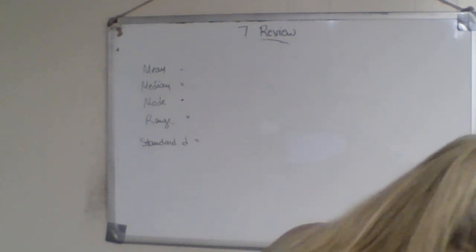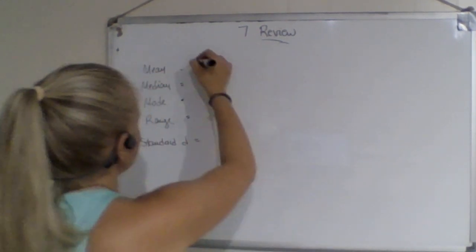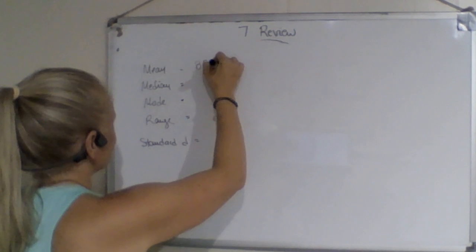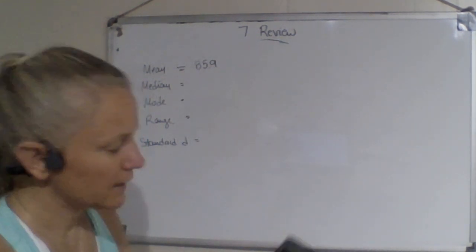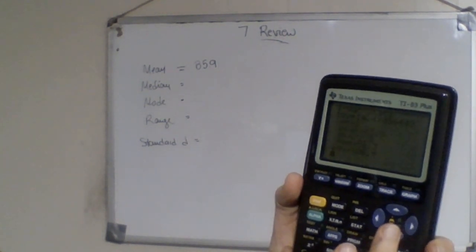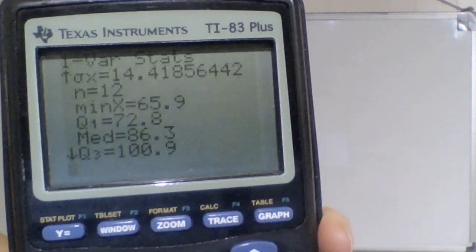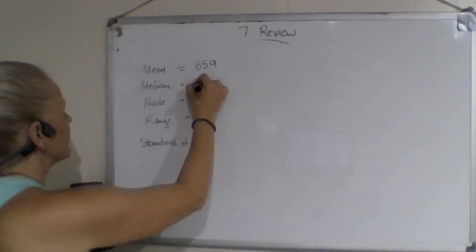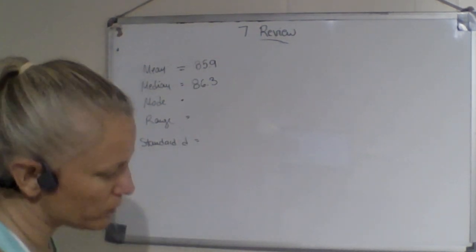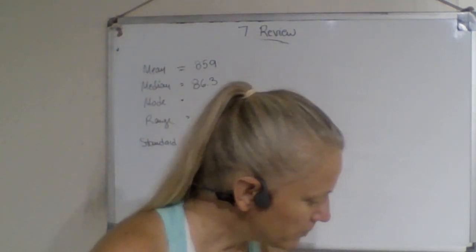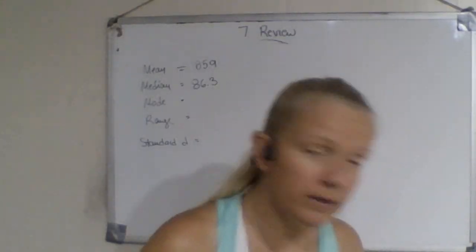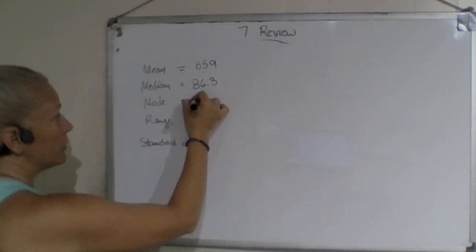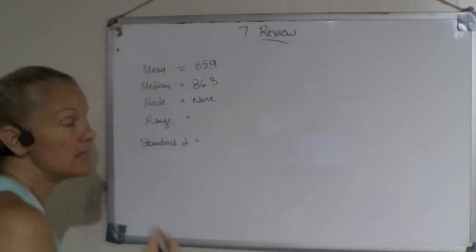No, it is. I was right. It's 85.9. I was looking at your problem, the second one that you do. The median, we said if we go down all the way to where it says med, right there, med, 86.3. They're all going to be decimals because we started with decimals, correct? The mode is the one that repeats the most. If you look at those numbers, no numbers repeat. So there's a possibility that for your mode you say none, because nothing repeats.